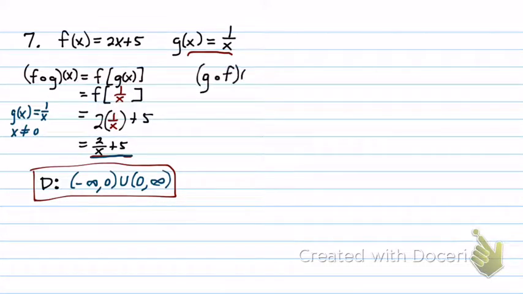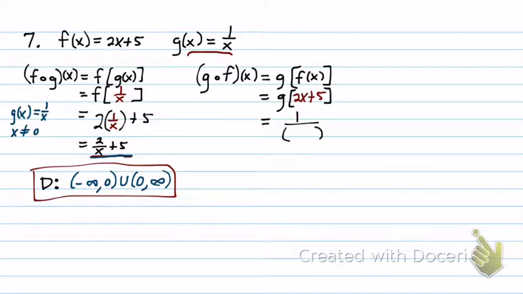Alright, let's look at g of f of x. So here you're going to get g of 2x plus 5. So the g function is 1 over your input, which in this case is 2x plus 5. So that is your answer.